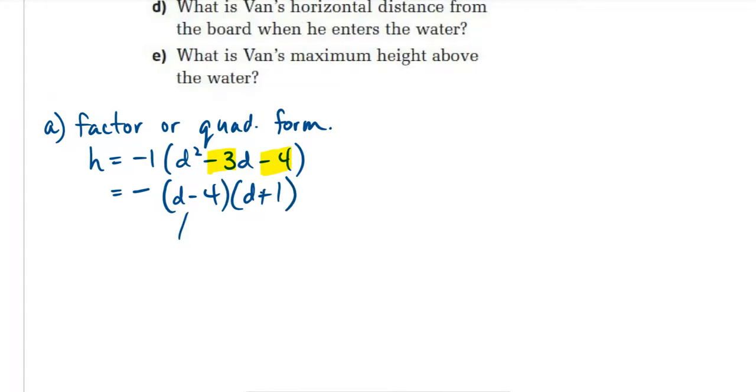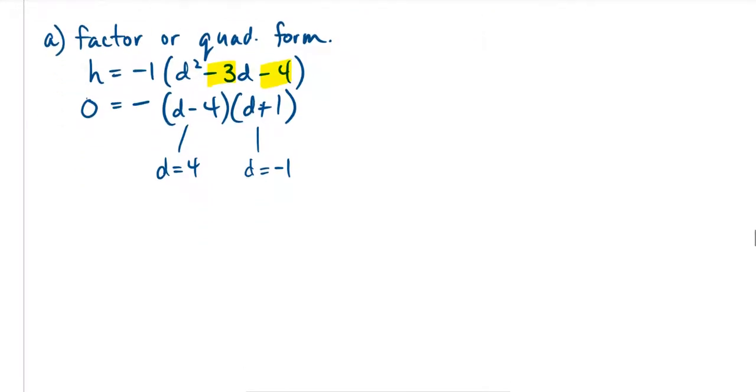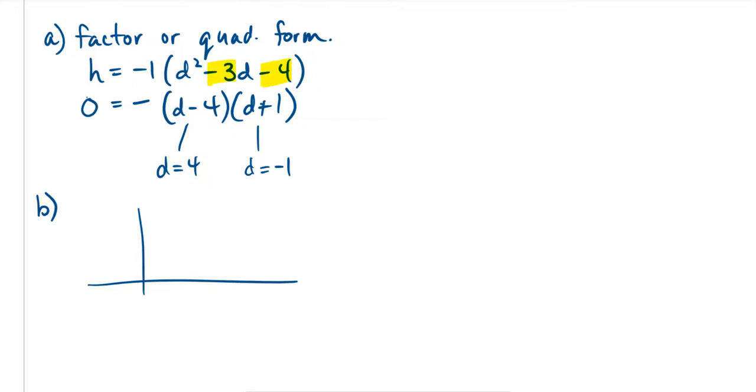From the factored form, remember height is 0 for the x-intercept, so d here will be +4, and for this factor, d will be -1. So those are my two x-intercepts. Let's sketch the graph now. So part B, sketch the graph. Here's a quick little sketch. My x-intercepts are at -1 and here at +4.